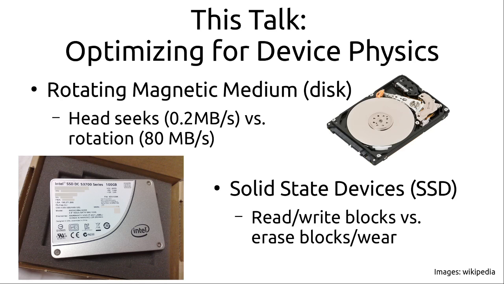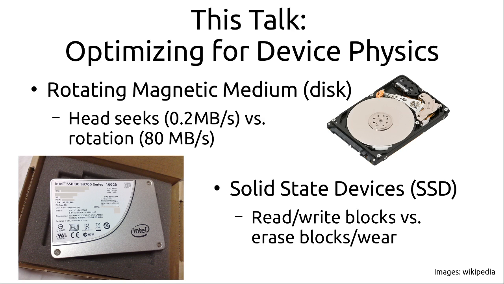All right, so what I'm going to be talking about is optimizing for the physical devices, and by that, I mean the physics of those devices. I'm not going to go into how they actually work from an electrical engineering perspective, largely because I don't know. So I will let you seek out other sources for that. But I do know the abstractions and what they imply for the operating system.